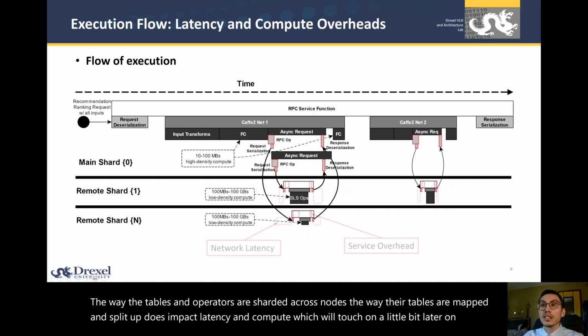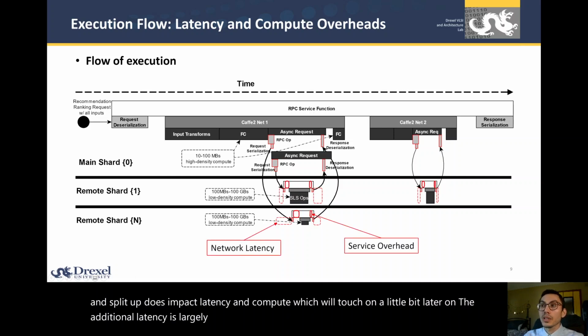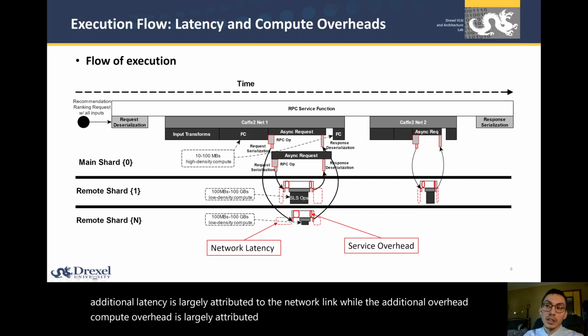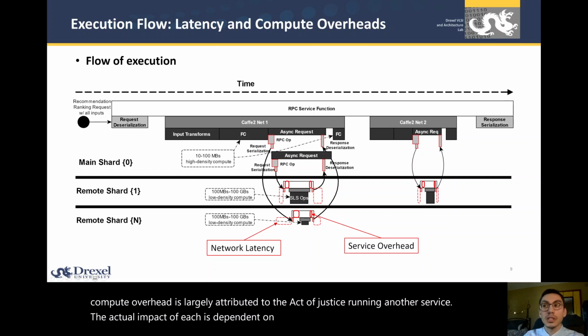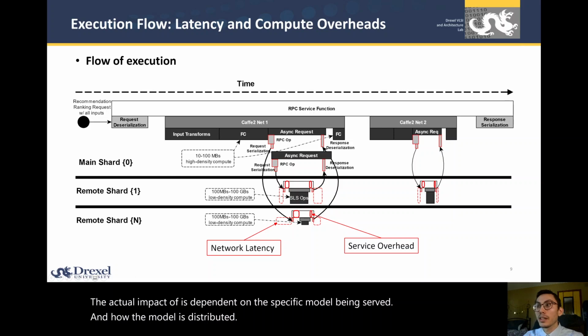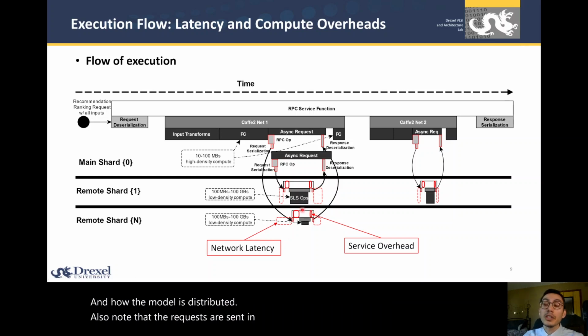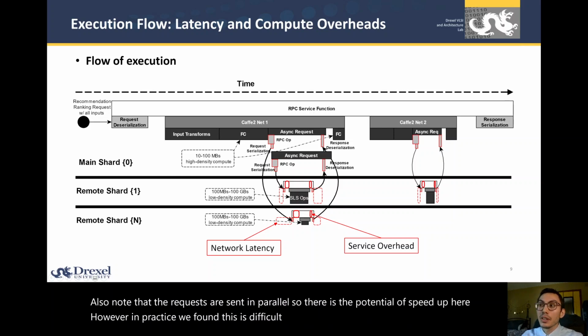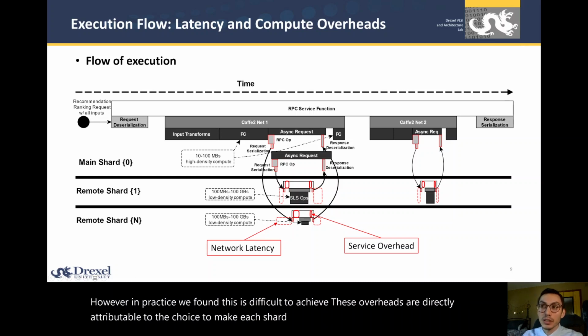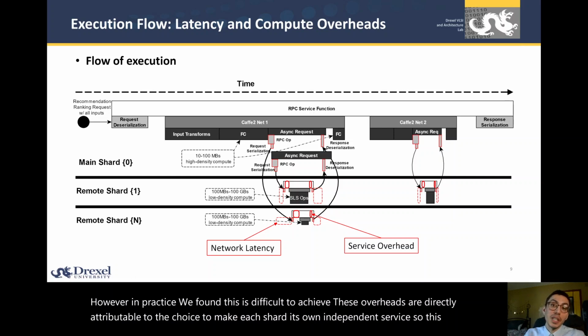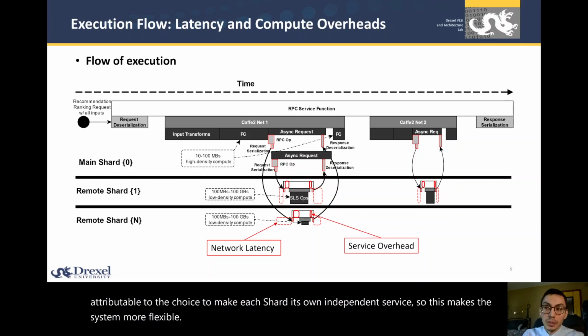The additional latency is largely attributed to the network link, while the additional compute overhead is largely attributed to the act of just running another service. The actual impact of each is dependent on the specific model being served and how the model is distributed. Also, note that the requests are sent in parallel, so there is the potential of speed up here. However, in practice, we found this is difficult to achieve. These overheads are directly attributable to the choice to make each shard its own independent service. So this makes the system more flexible, but at the cost of some performance.